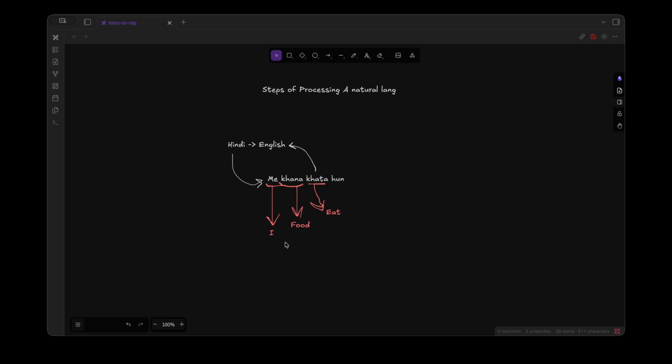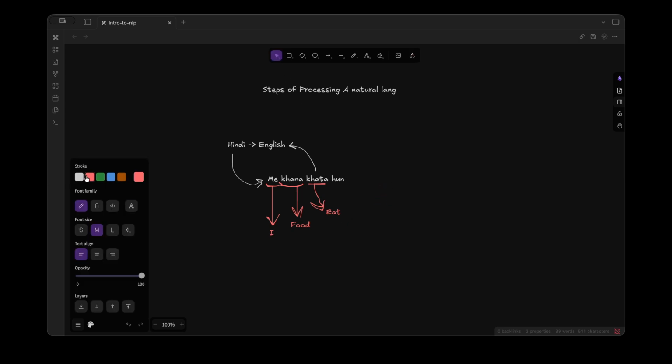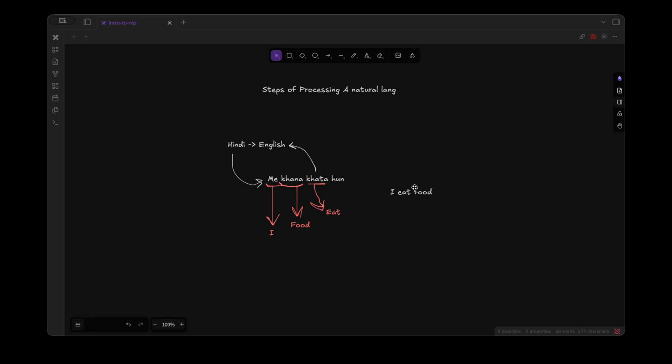Is it in the correct order? Is it the right translation? This is not the right translation, right? The reason why it is not the right translation is mostly because it doesn't have grammatical correctness. So we have to convert it to a grammatical side. So what do we have to do? What is the grammatically correct sentence? It will be I eat food, right? This is the grammatically correct sentence.